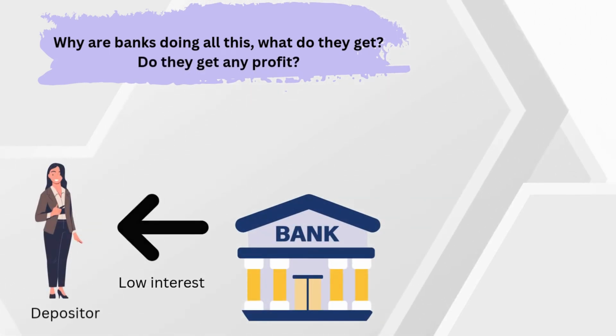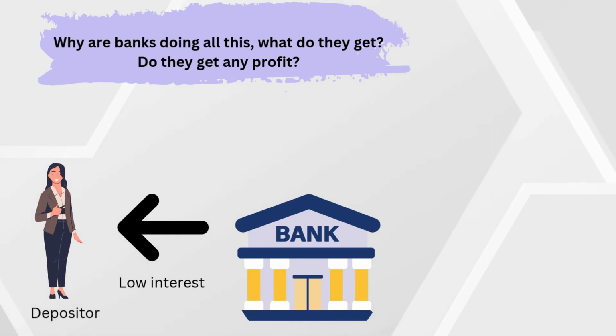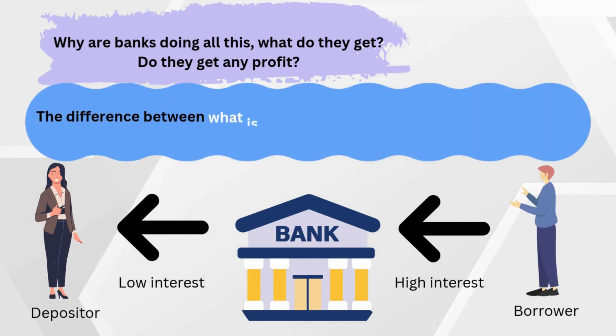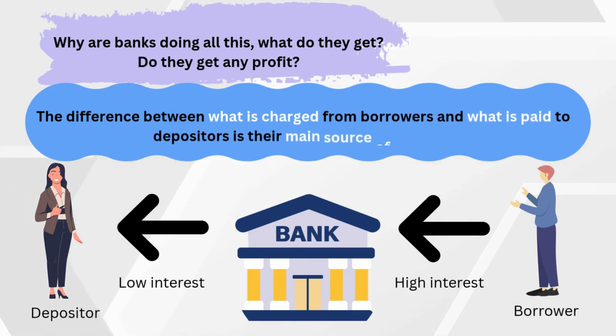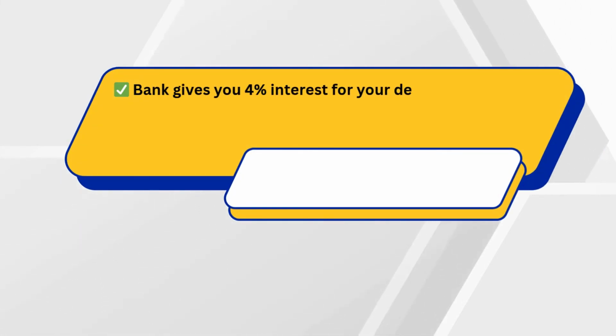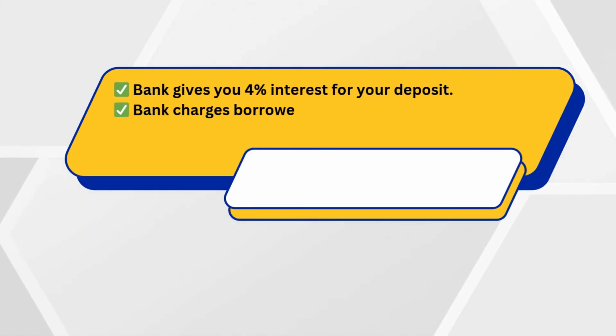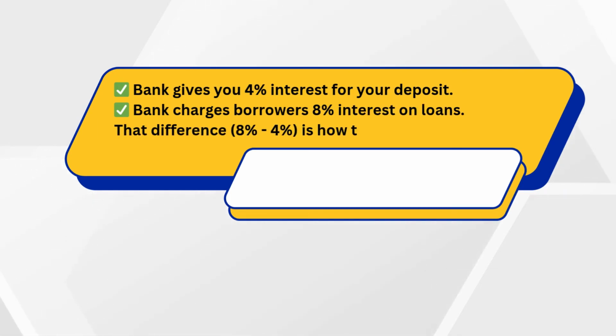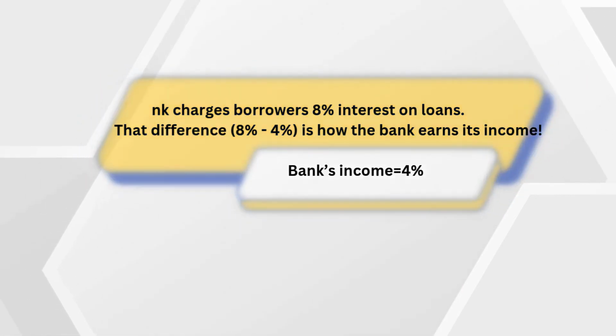The bank gives you some interest for keeping your money with them, but they charge a higher interest rate on loans. The difference between what is charged from borrowers and what is paid to depositors is their main source of income. For example, the bank gives you 4% interest for your deposit. The bank charges borrowers 8% interest on loans. That difference, 8% minus 4%, is how the bank earns its income.